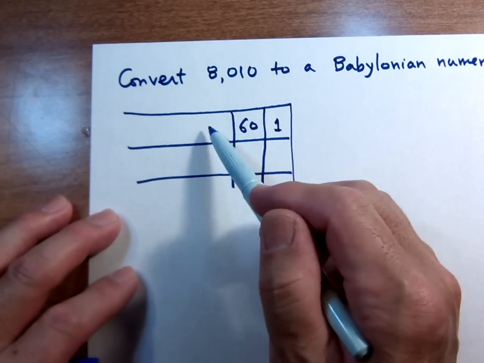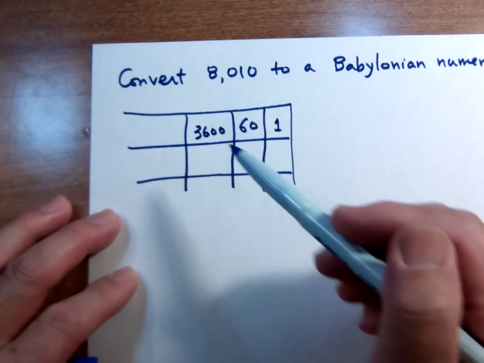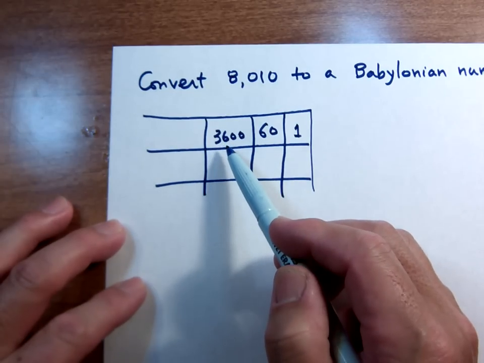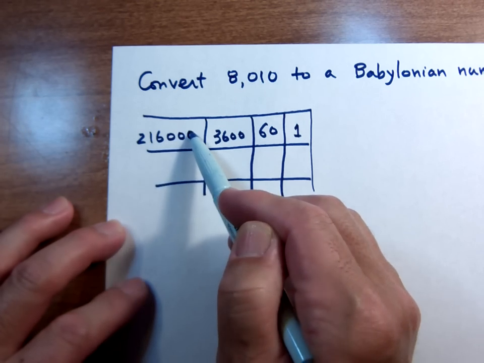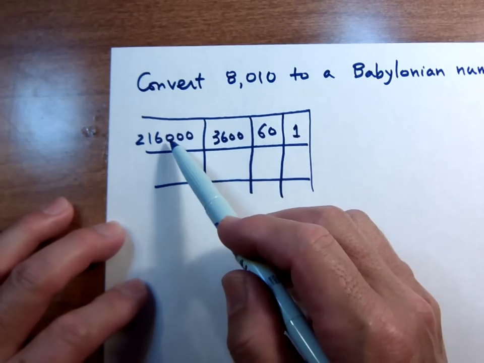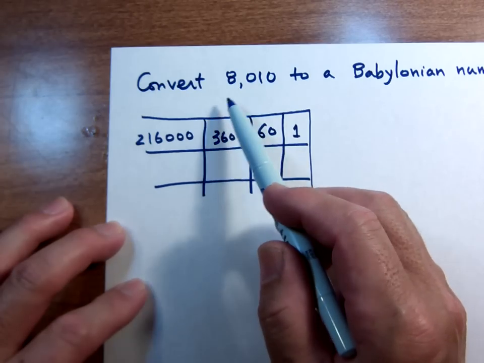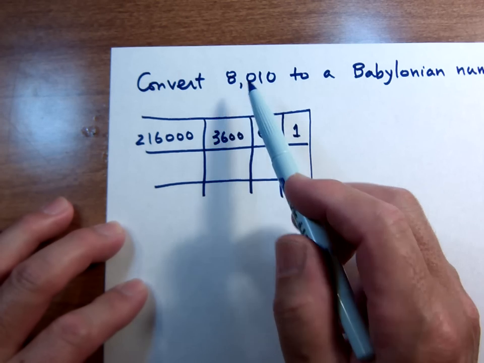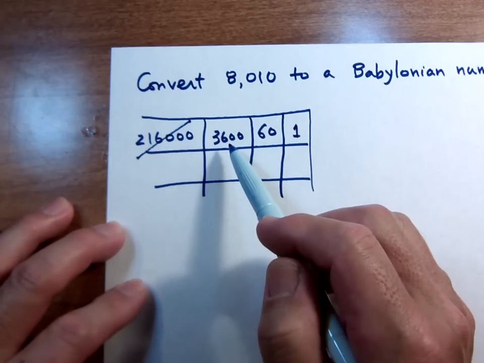Remember, Babylonian numerals were base 60. And then the next one should be 60 squared, which is 3600. That's our starting point. Let's go one more, meaning 3600 times another 60. That should give me a really big number of 216,000. Hope you realize that this is too big for our given number. Too big meaning we need to figure out which of these can go into 8010. 216,000 is too big, so our starting point will be 3600.